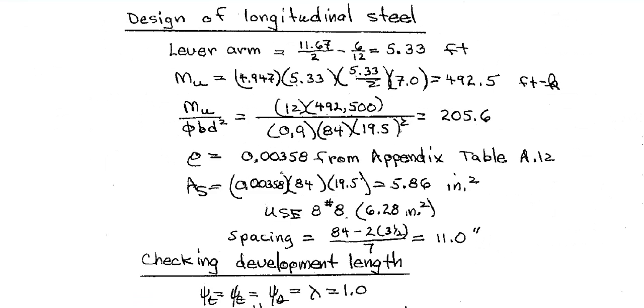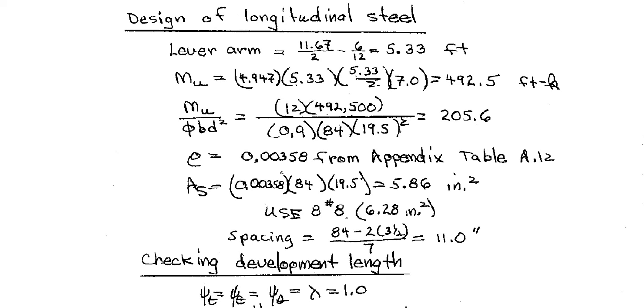So if I go to your book, see, first they calculated the lever arm. What is that? The L I was talking about. 11.67 divided by 2, then you will come to the middle of the column, minus the half of the column. Half of the column is 6 inch divided by 12 to make it into feet. This is feet, so 5.33 feet. And they calculated moment QU L squared by 2.